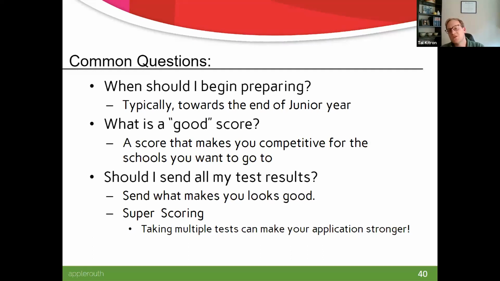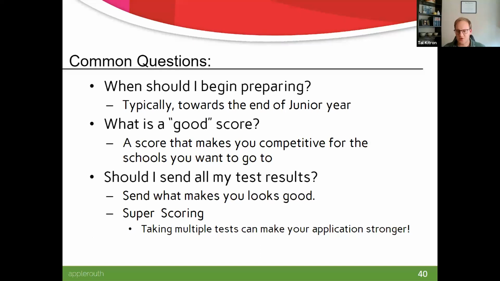Other question I get is, what's a good ACT score, which is impossible to answer. A good ACT score is something that makes you competitive for the schools you want to go to. And it depends on where you start, right? And how far we're motivated to go up. When we're applying to schools, this is a very complex question. The question is, should I send all my test results? The answer used to be kind of like yes.